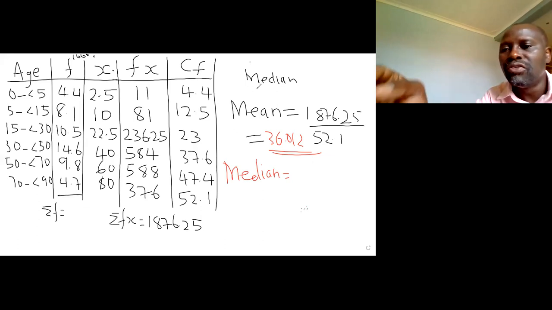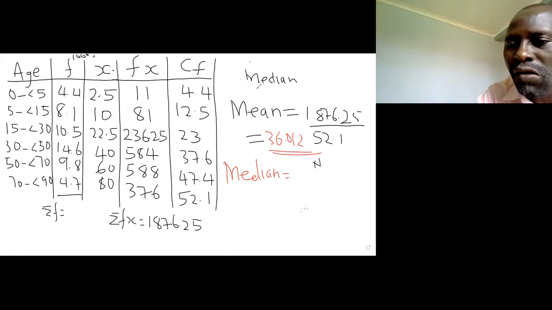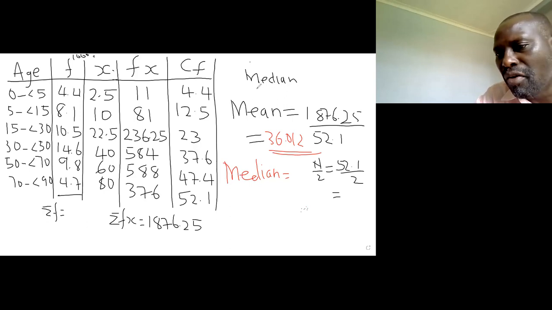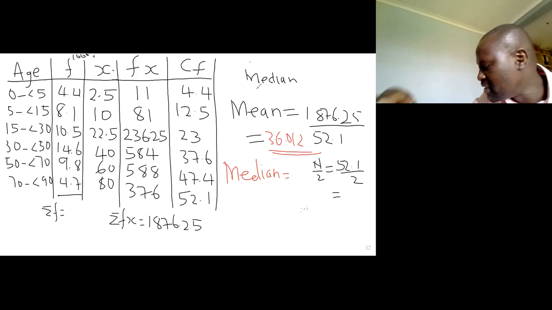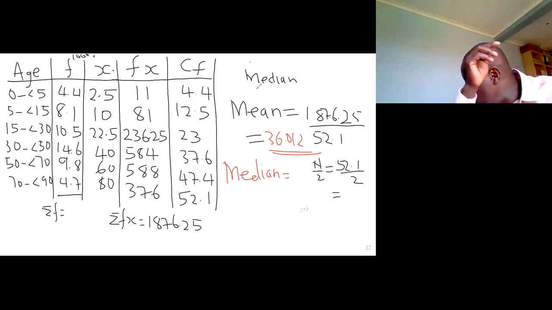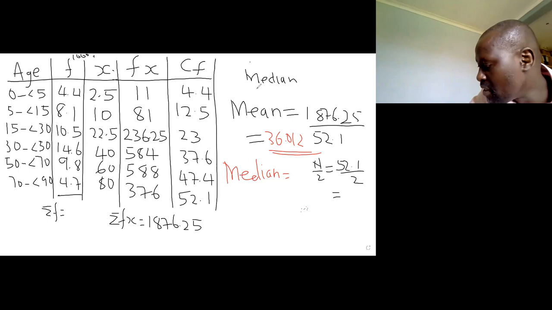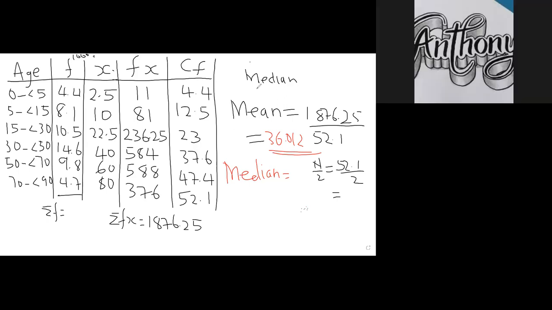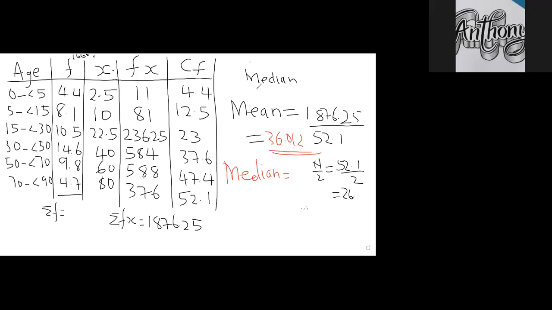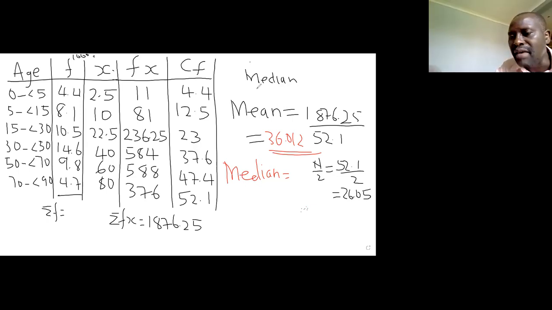So like before, we need n over 2, which is 52.1 divided by 2. Hope I'll have enough space for this number. When you divide by 2, what do we have? 26.05. So like before, you come and look for that number.